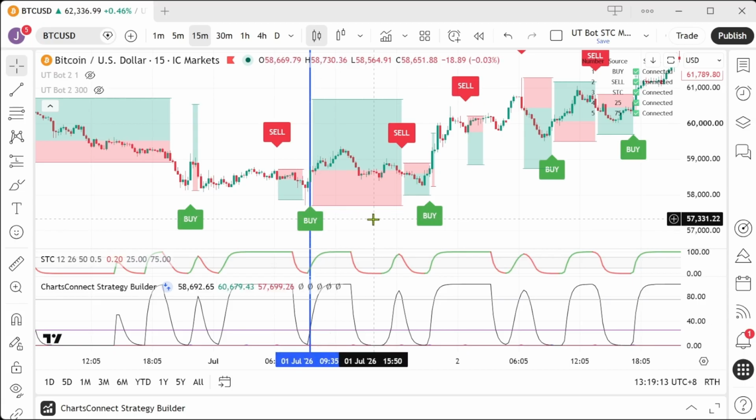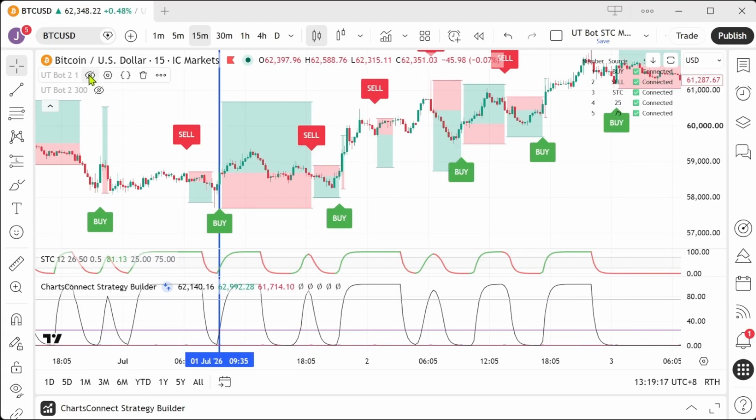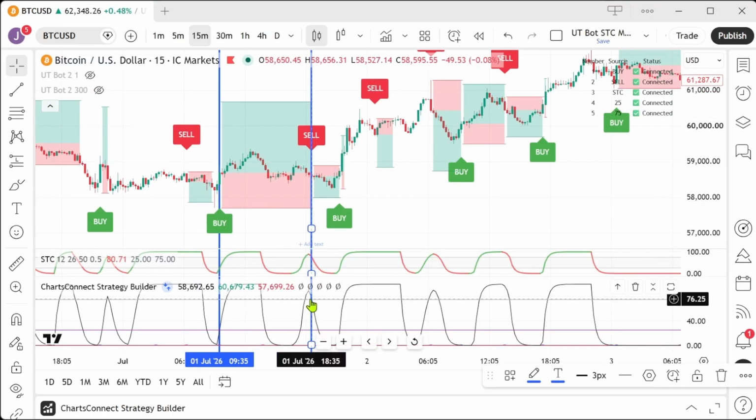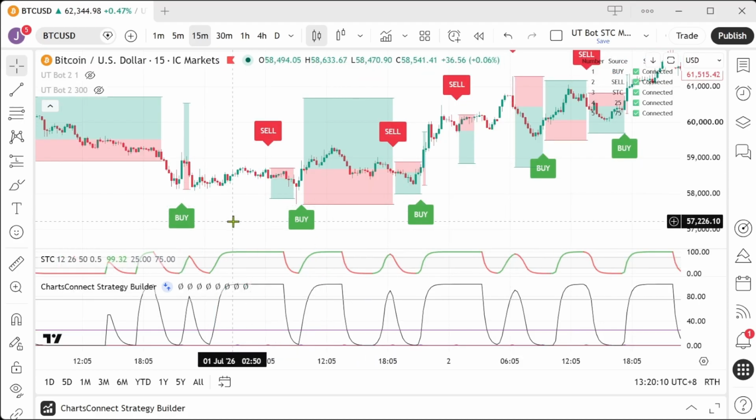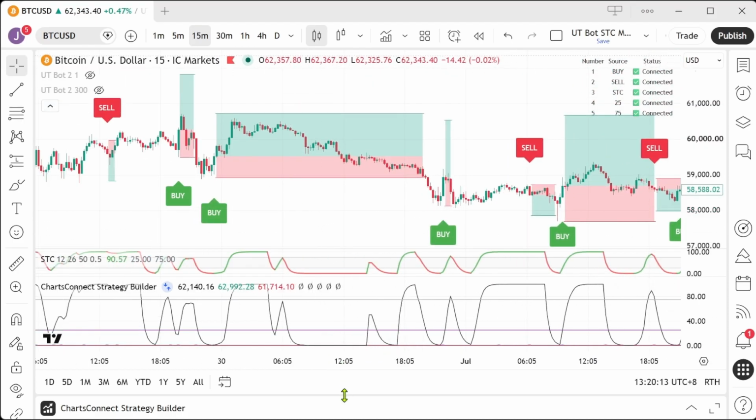Let's look at another example. Let's look at this sell. Over here, the sell signal came out, so this is correct. And at this point, the STC value is above 75, which makes this a valid trade as well. So you can see that the trade is entered on the next candle. After we know that the strategy is correct, let's look at the backtest results.